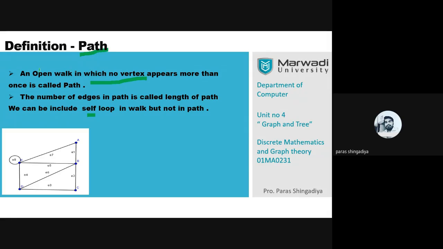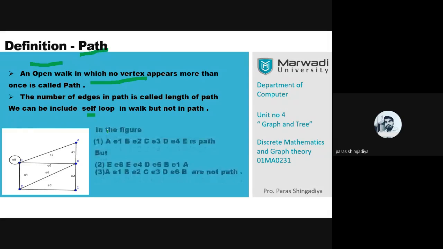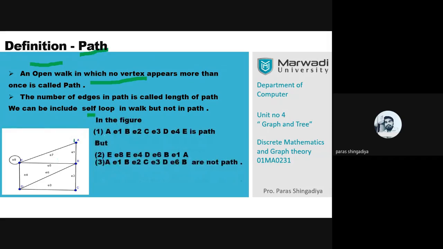And it is an open walk, so you have to consider the definition of walk: a finite alternating sequence of vertices and edges, beginning and ending with a vertex. But now it should be an open walk and no vertex repeated more than one time, then this walk is known as a path. So in this example, I consider only one path here, but you can consider lots of paths. We'll discuss that now.